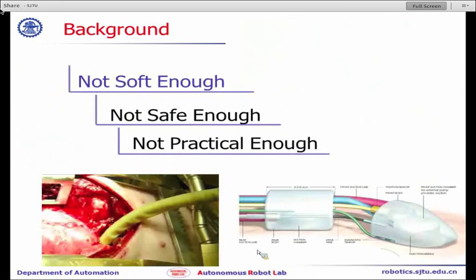So for these three kinds of robots, the common problem is that they are not soft enough, at least the first two, so they are not safe enough. And for the third robot, since they use suckers to stick on the surface of the beating heart, and the human heart has a lot of blood or other liquid, this may limit the application of the suckers. So it's not very practical.